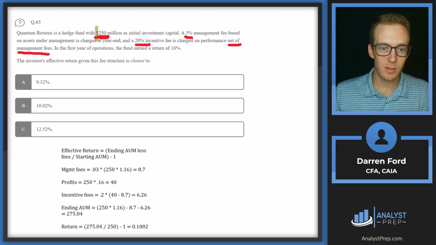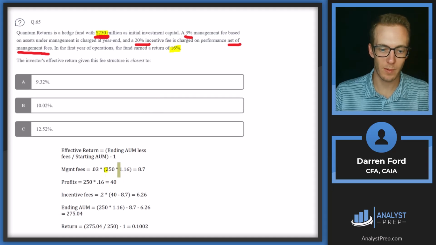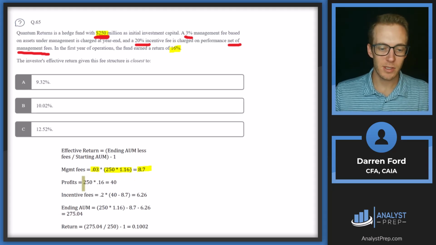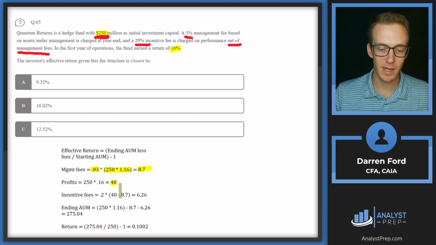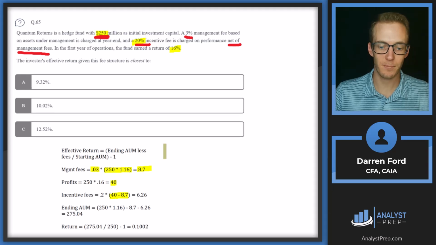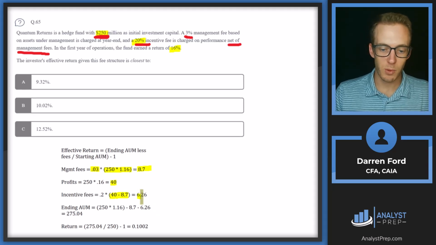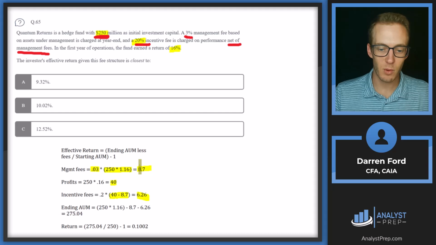So starting with management fees, we're going to take this $250 million, multiply by the 16% return, which is what we have here, and then multiply that by the 3% management fee. We get 8.7, and that's million. So then our profits is going to be 250 million times 0.16. So we've got 40 million in profits. So then from here, our incentive fees net of management fees, we subtract out the management fees from the profits. So 40 minus 8.7, and then we take our incentive fee off that, which is given to us at 20%. So we've got incentive fees at 6.26 million and management fees at 8.7 million.